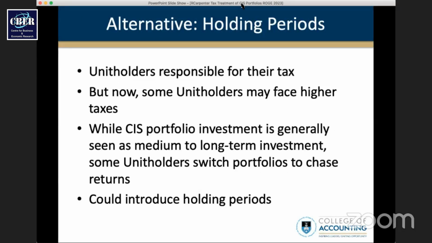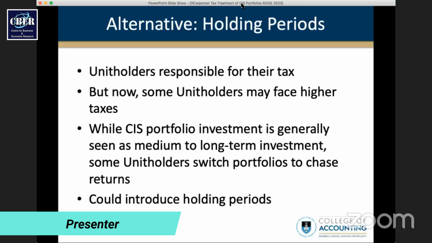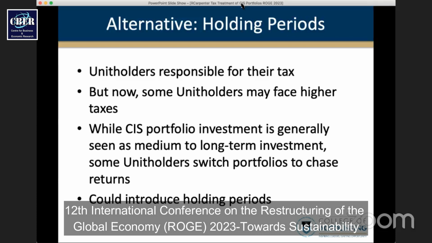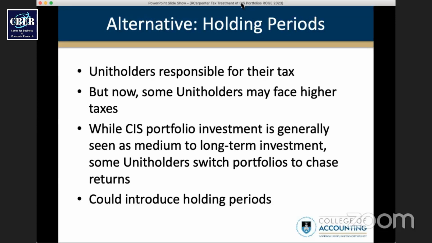The second alternative that we are proposing is introducing holding periods for the unit holders. The unit holders are responsible for their tax that must be paid. However, some unit holders may face higher taxes due to being invested when instruments are disposed of in less than 12 months, because the proceeds in that case will be included in their taxable income, compared to in South Africa, if you're taxing capital gains, if you are a company, only 80% is included, and if you're a natural person, only 40% is included in your tax calculation. Without these holding periods, unit holders may engage in portfolio switching in order to chase performance, and so to avoid that, these holding periods could be introduced.